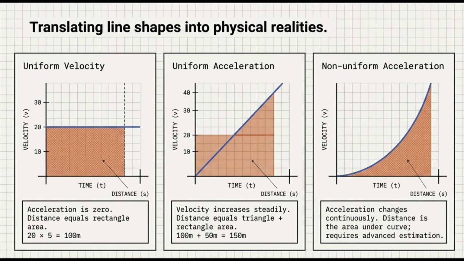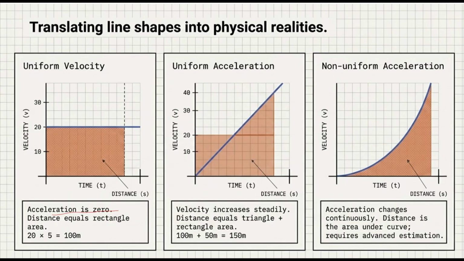Now let's see the shapes, how different line shapes translate into physical reality. Different graph shapes represent different types of motion. First we have a horizontal line, which represents uniform velocity. Since velocity remains constant, acceleration is zero here, and distance equals the rectangle area. This area here is 100 meters.